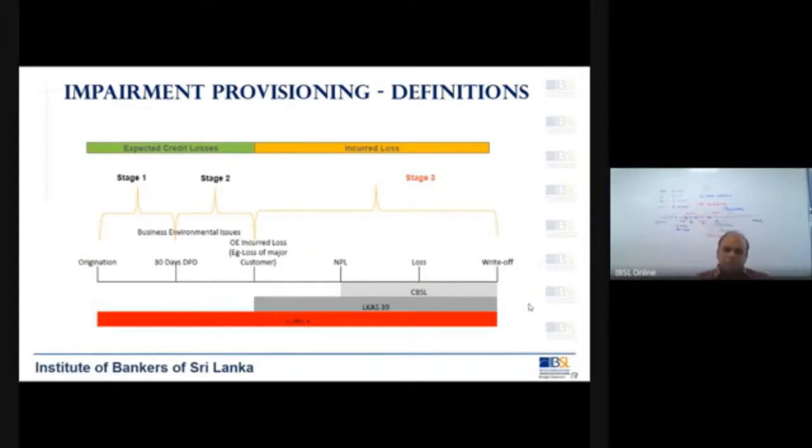So don't worry about stage 1, stage 2, and stage 3. I will explain it later. Don't worry at this point in time.